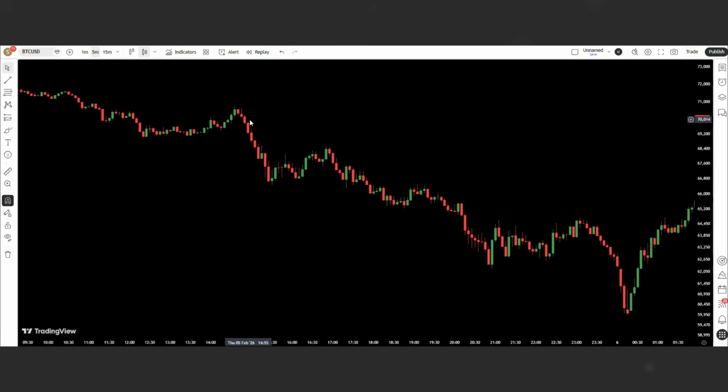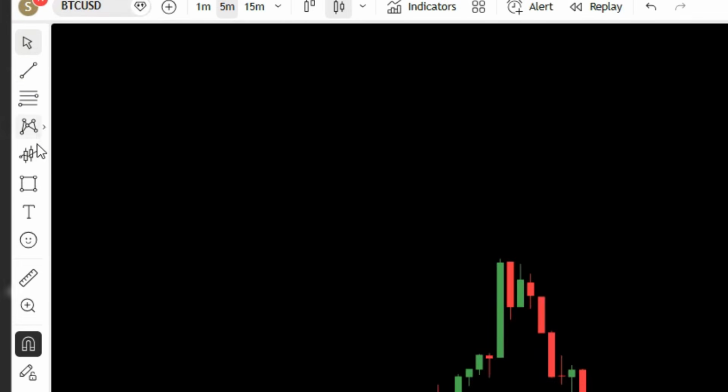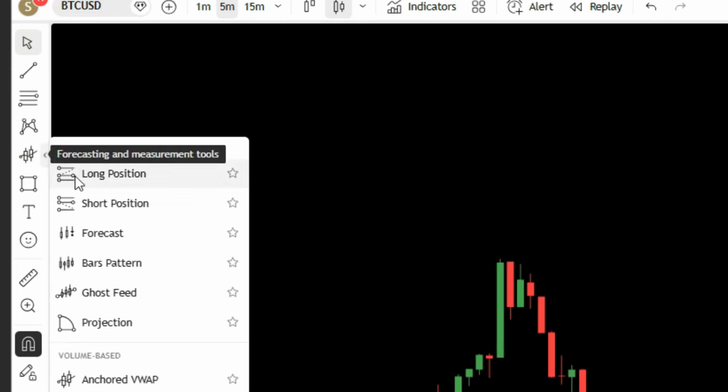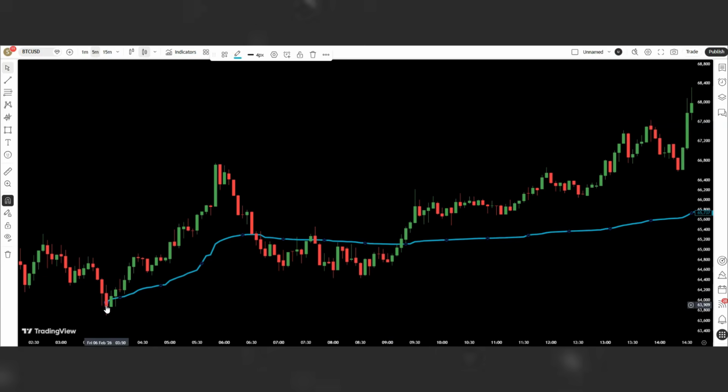Now let me show you how to plot the Anchored VWAP on your chart. If you are using TradingView, look at the left side of your screen where all drawing tools are located. Come down to the 5th tool from the top and click on the arrow next to the drawing tools to open the full menu. Scroll down until you find Anchored VWAP and select it. Once the tool is selected, simply click on the candle where the trend started. The Anchored VWAP will automatically plot itself starting from that exact point.